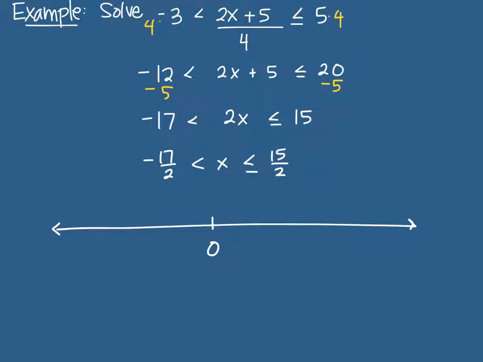-17/2 is -8.5. So 1, 2, 3, 4, 5, 6, 7, 8, 9. There's -9, and so -17/2 would be about in the middle of there. Open. 15/2 is 7.5, so 1, 2, 3, 4, 5, 6, 7, 8. And so 7.5 would be about in between there. Now I'm going to shade between.